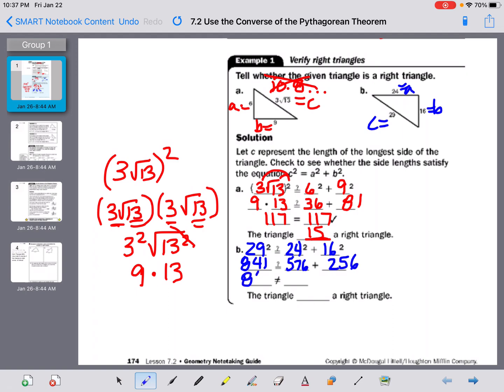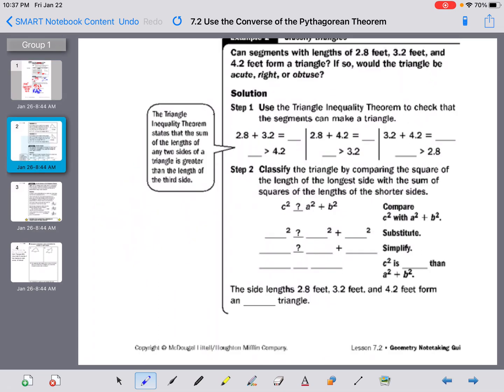All right, let's add 576 plus 256. I get 832. Are they equal? Definitely not. And because of that, this is not a right triangle. You have to be exactly equal for a squared plus b squared equals c squared, or it's not a right triangle. All right, let's keep moving.